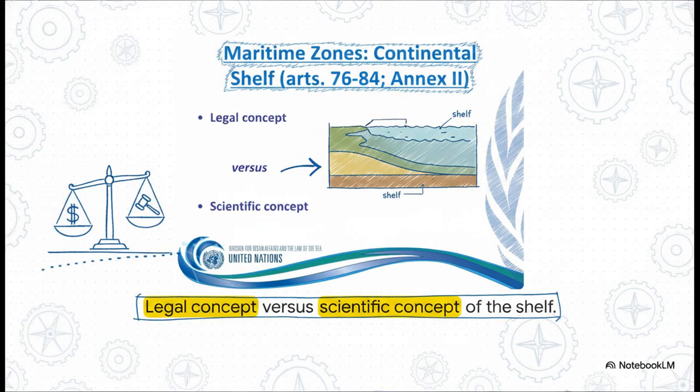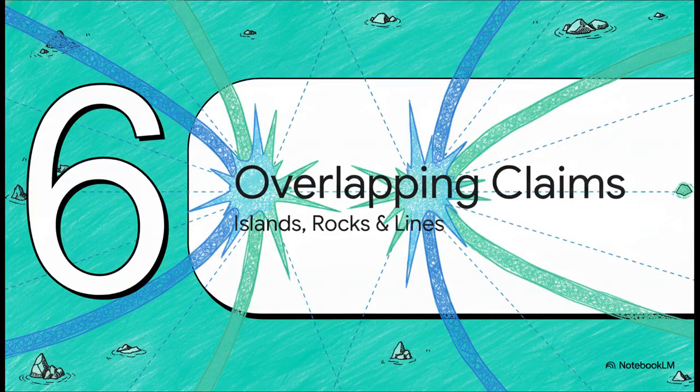And there's this really fascinating tension right here between science and law. Scientifically speaking, a continental shelf is a geological feature. It's literally the submerged prolongation of the landmass. But the legal concept, it's completely different. Under maritime law, a coastal state is automatically entitled to rights over the seabed up to 200 nautical miles, even if there is absolutely no physical geological shelf that extends that far. It's an amazing example of how legal definitions are intentionally crafted to ensure equitable economic rights regardless of the underlying geology. Section 6. Resolving overlapping claims, islands, rocks, and lines.